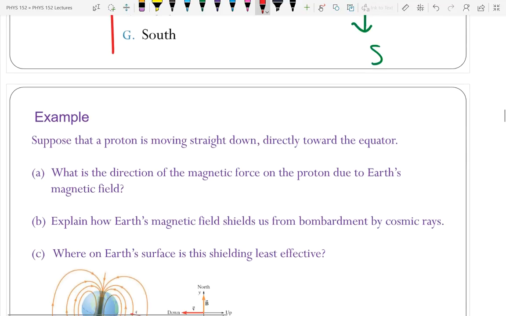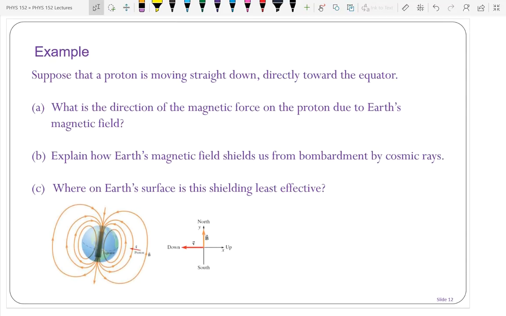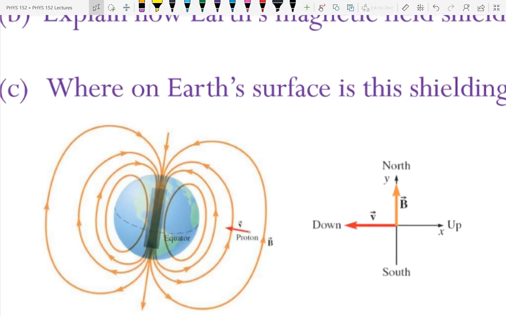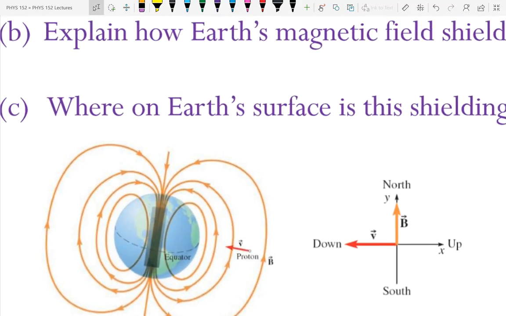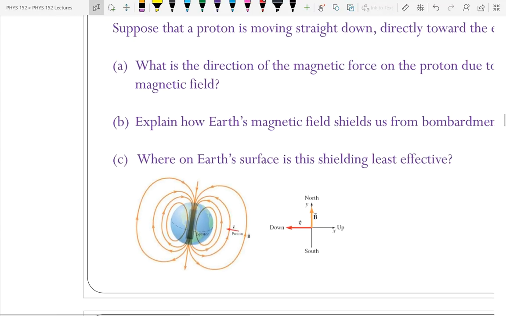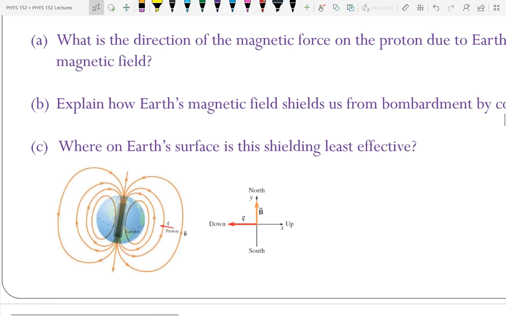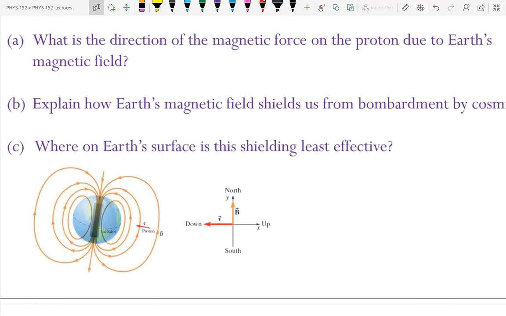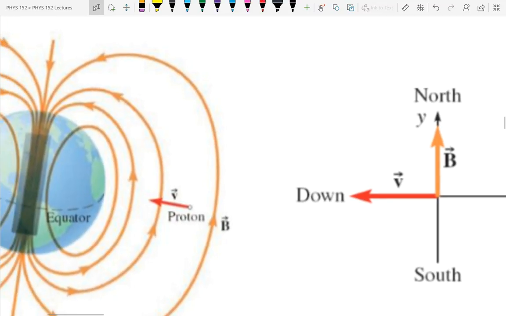All right, now let's do some work. Suppose a proton is moving straight down directly toward the equator. So here's a picture. Proton's moving directly toward the equator. First question. What is the direction of the force on the proton due to the Earth's magnetic field? So we have this picture. There's V, there's B. What's the direction of the force?